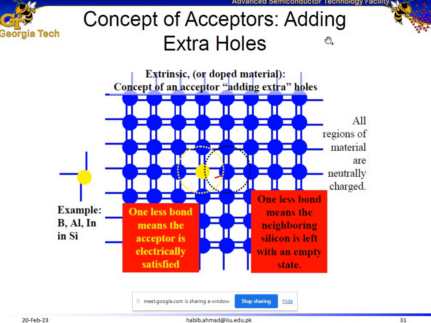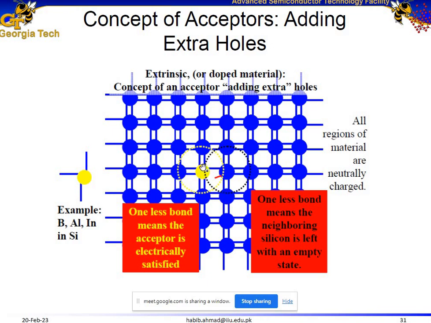Concept of acceptors, which means adding extra holes. In order to add extra holes into the semiconductor, we need a trivalent atom. Examples of trivalent atoms are boron, aluminum, indium. The atomic number of boron is 5, which means it has 2 electrons in its first shell and 3 electrons in its valence shell, or outermost shell.